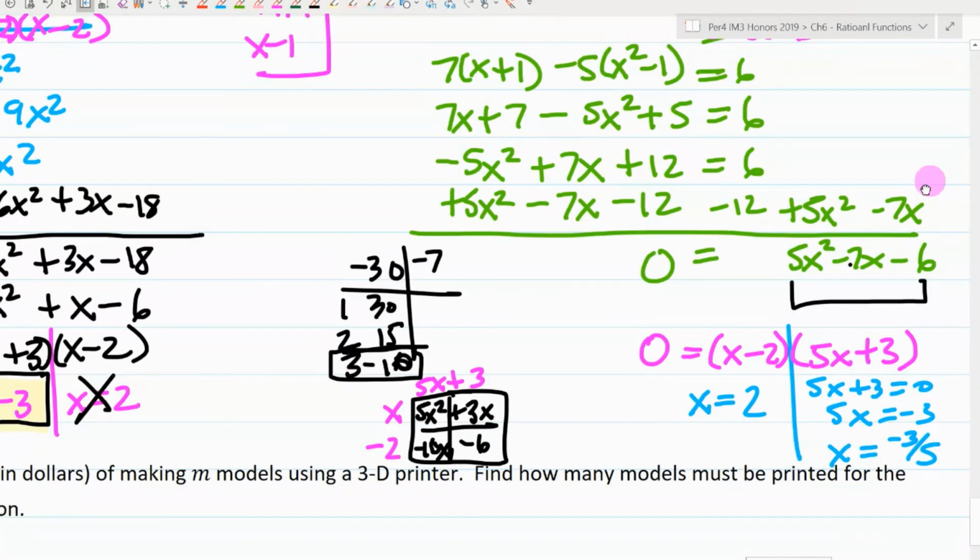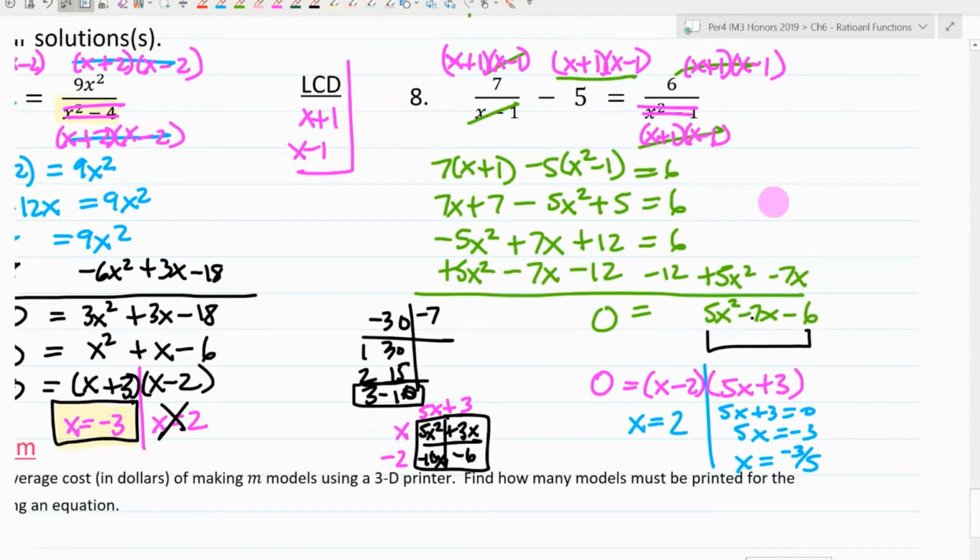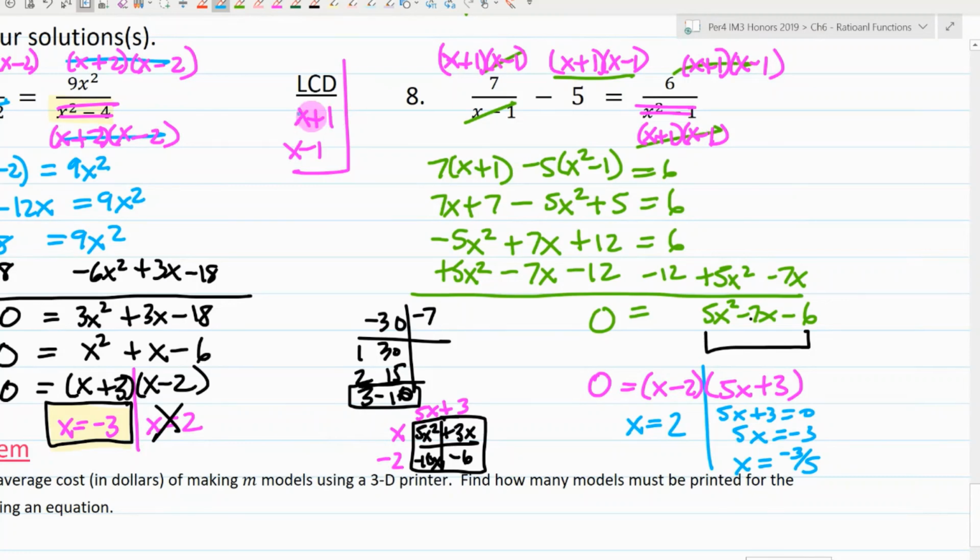Now to check our answers. The only answers we can't have are negative 1, which would make that 0, and positive 1, which would make that 0. So in this case, both answers will work. So that covers it for section 6.5. I know that was a very long section, but that also covers it for all of chapter 6.